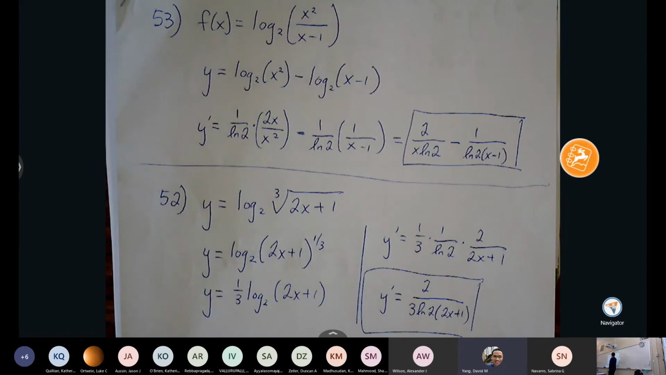So 1 over ln of a times u prime over u. 1 over ln of a, u prime over u. Leave it in that form or continue simplifying, up to you. Questions with 53?